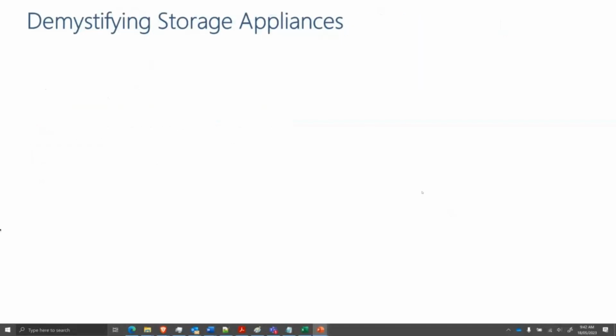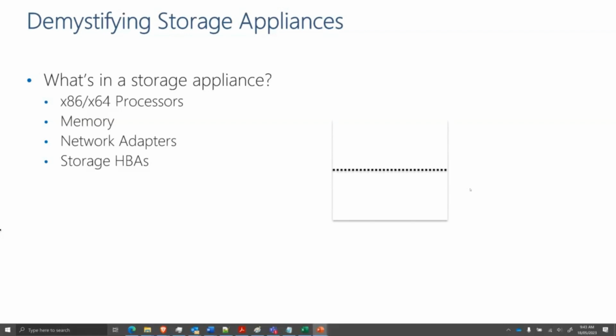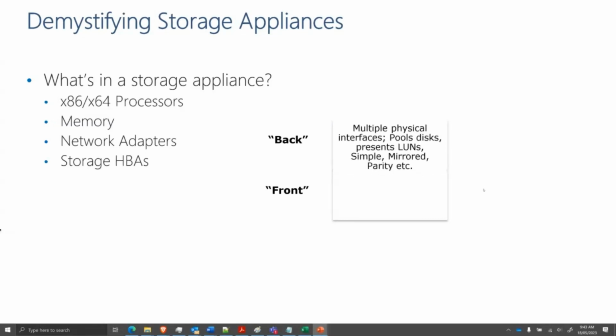So, demystify storage appliances. I think we should all have a good idea about storage or shared storage. What is a storage appliance? It's basically a computer with a 64 or 32-bit processor. It's got memory, it's got network adapters, and it's got storage host bus adapters. So basically the things that connect the hard drives or the drives to it. So basically it's a computer. You've got the front end and you've got the back end. The front end is what you see, and the back end is what's actually happening.